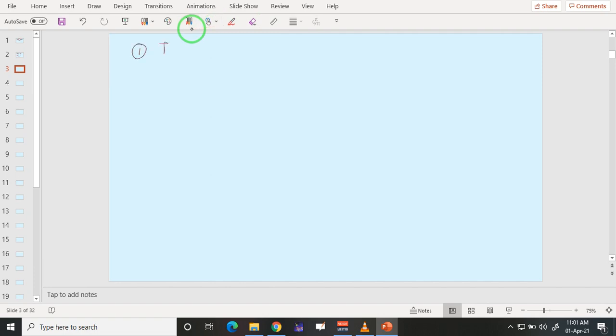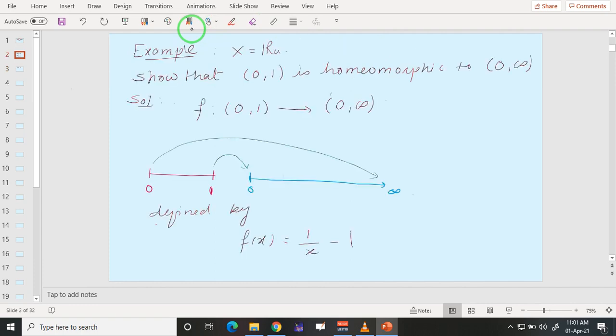First point, to show that f is bijective. That means you have to show that two different points from here will go to two different points here. And of course, to show whether the function is bijective or not, or for example 1-1, you take f at x1 equals f at x2 and show that x1 equals x2. That's the way you show the function is 1-1.